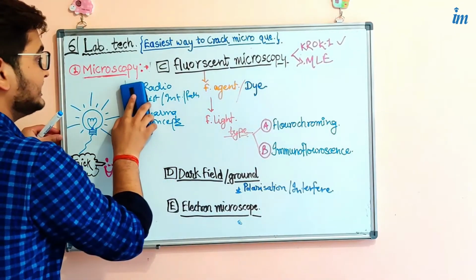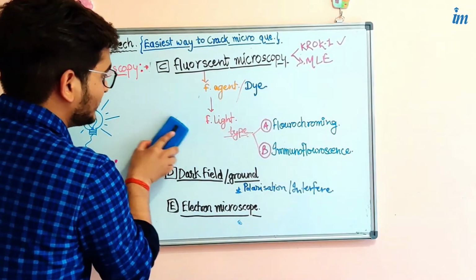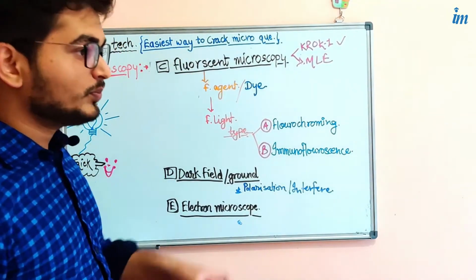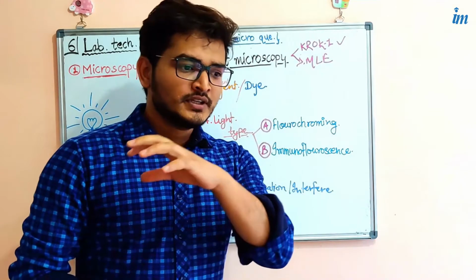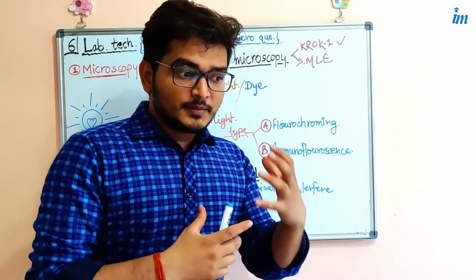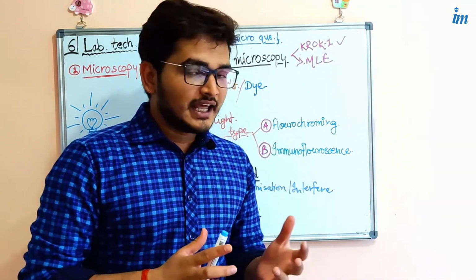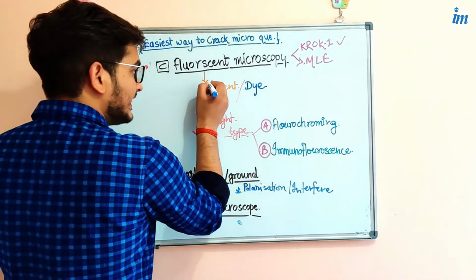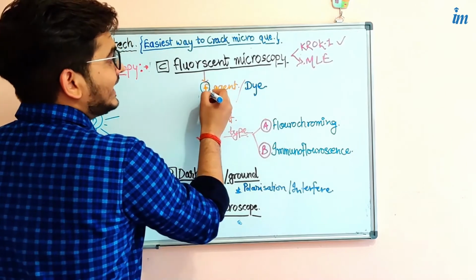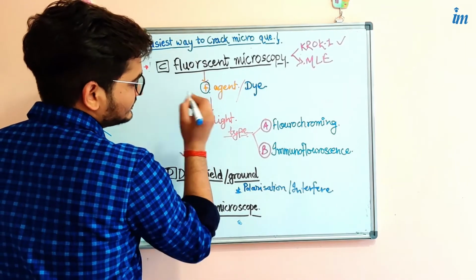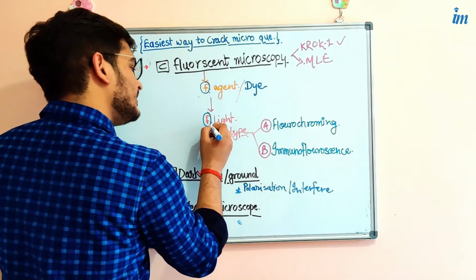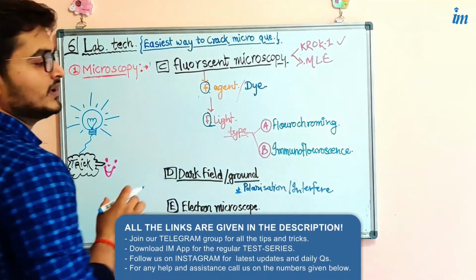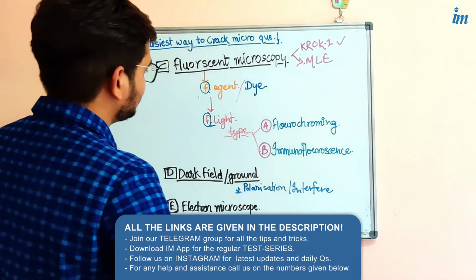Fluorescence simply means that there is some ability to produce light, or you can say there is a concept behind light emission. Okay, in fluorescent microscopy there is a fluorescent agent. That fluorescent agent produces the fluorescent light, and on the basis of that we can recognize particular organisms, microorganisms to be more precise.